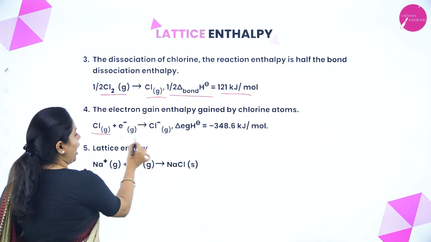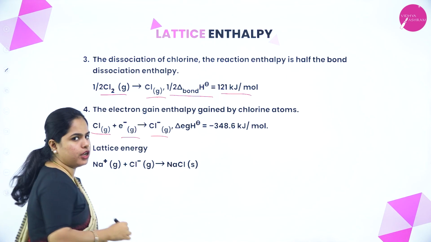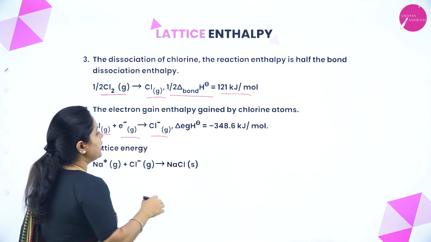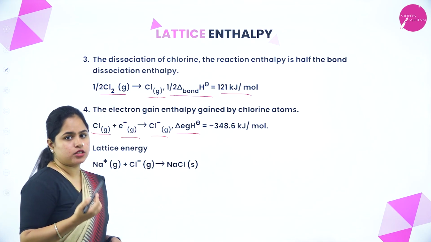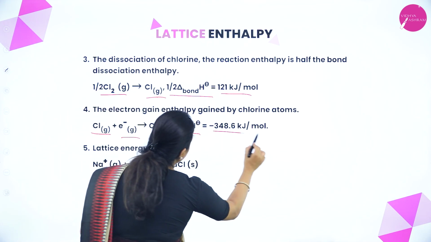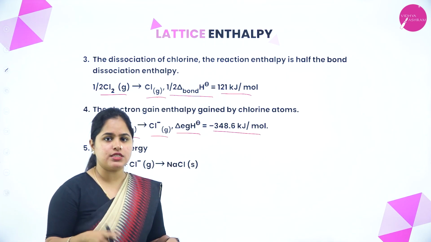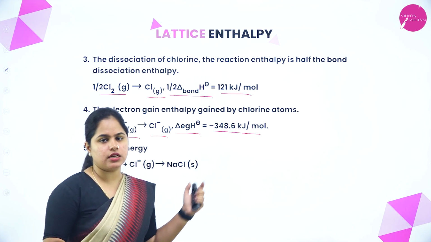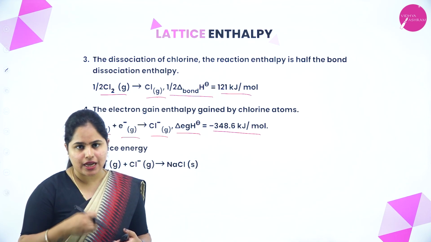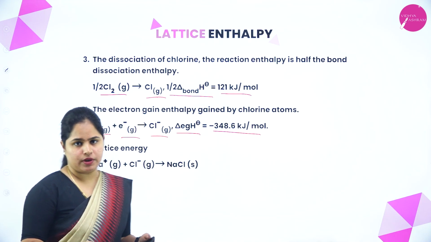Now the chlorine atom accepts 1 electron and forms an anion, that is Cl minus anion, and the energy is called the electron gain enthalpy. It is minus 348.6 kilojoule per mole. Why is it a minus sign? Because energy is released, so it is a negative value. The electron is accepted, hence the energy will be released.